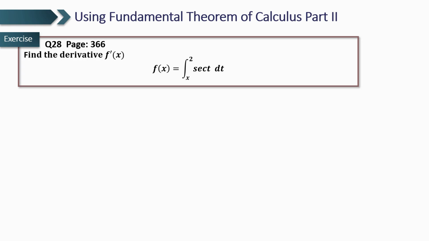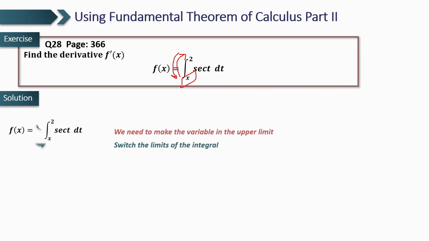Your upper limit is not x, it is 2. But you can notice your lower limit is a variable x. Just swap both. Don't forget to include a negative sign when you swap the limits. So it becomes negative integral from 2 to x of sec t dt. As you are swapping, we are including a negative sign.